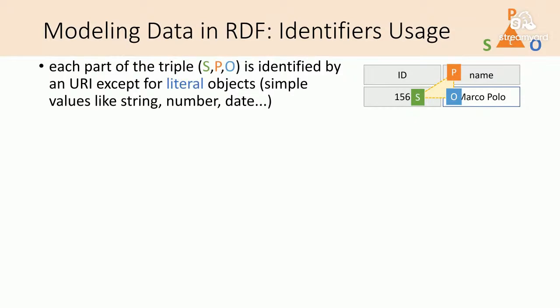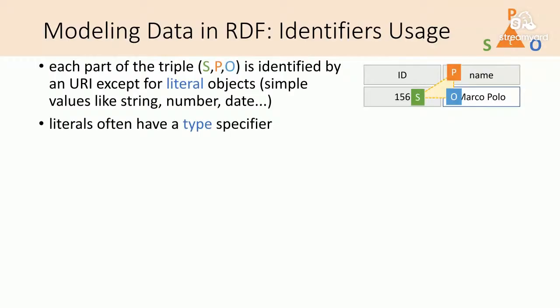Thus, any subject, predicate, and object are identified by their own URI. In our database sample, we had numbers as row identifiers and names as column identifiers, like name for a person's name. Here instead, we have URIs for everything. The only exception is a literal object because it's just a simple value, like a text or a number. At most, literals have their data type specified, which tells us whether it's a string in a specific language, a number, a date, and things like that.